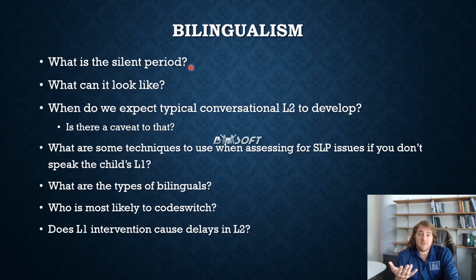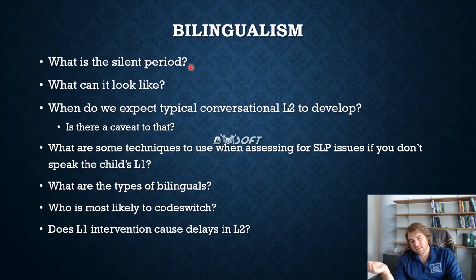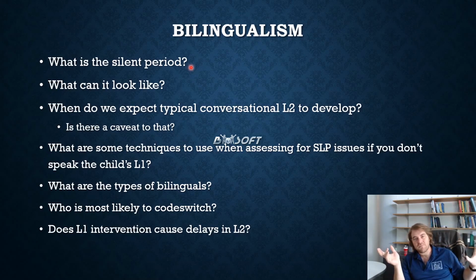So you might end up with someone who is totally fine, they just speak a different language, that's getting services for autism, which is not great. So when do we expect typical conversation in the second language to develop? After about 12 months. But the problem is we don't go to school. Well, we're in college, but children don't go to school for 12 months, right? They've got 3 months off for holiday.